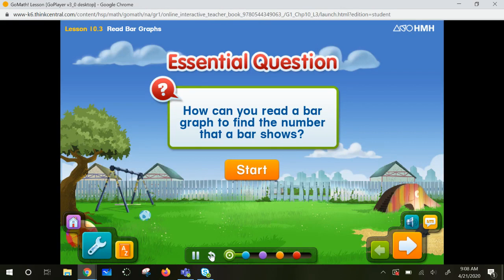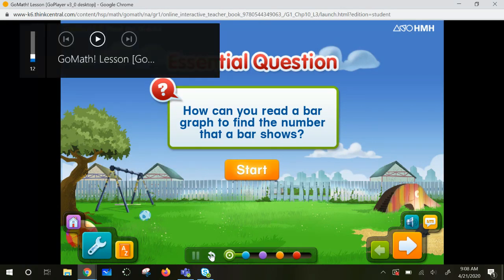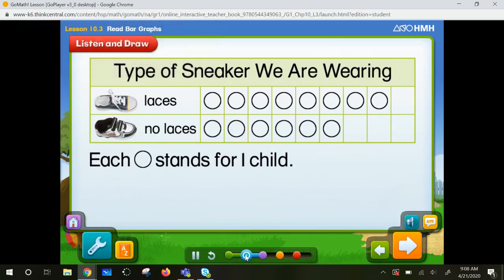How can you read a bar graph to find the number that a bar shows? Emma's class made this picture graph. What question could Emma's class answer using the graph? First, what information does the graph show? The graph shows how many children are wearing each of two kinds of sneaker, those with laces and those with no laces. Each circle stands for one child. So Emma's class could answer a question about the number of students wearing one type of sneaker.